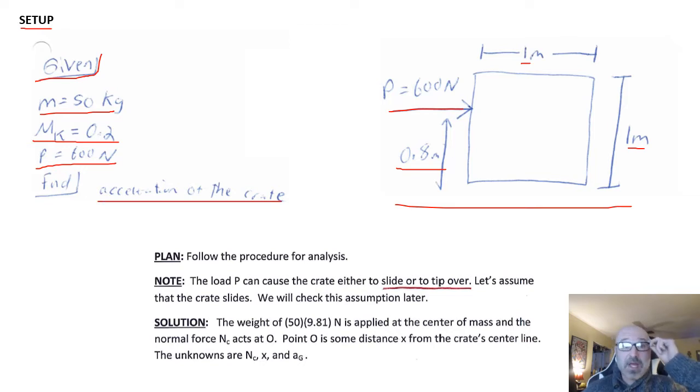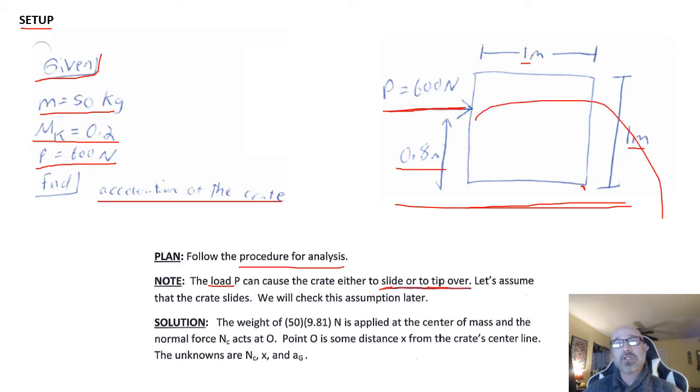For our plan of attack, we're going to follow our basic procedure for analysis: draw our free body diagram, then write the equations of motion. One thing to note is that this load P can cause one of two things to happen: it could cause the crate to either slip or tip. That's part of the problem we're going to solve for. If we push at P, does the crate simply slide forward, or does it start pivoting and tip over? First, we need to make an assumption and then double check it. As we solve the problem, let's assume that it slides, and we'll double check this assumption later.